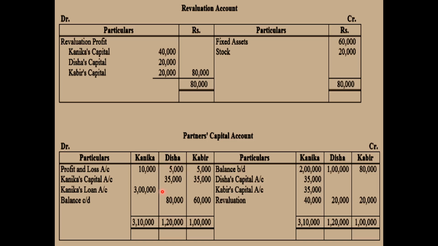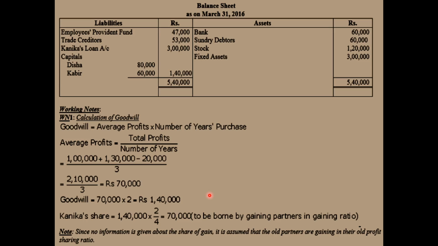Now regarding the remaining partners, they will continue the business, so therefore no need to make any payment. Their balance will have to be found out. So Diksha's current balance 80,000, and Kabir's current balance 60,000. That will go to the new balance sheet. Now we'll see the new balance sheet here. New balance sheet as it is, no changes here. Employees provident fund as it is, sundry creditors as it is. Now this time Kanika is a third partner.